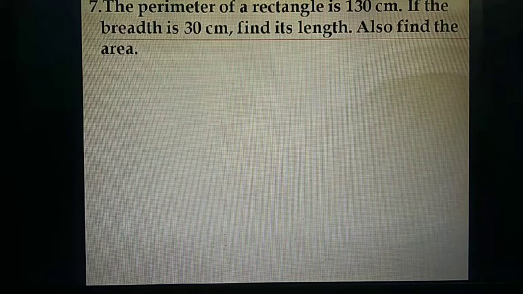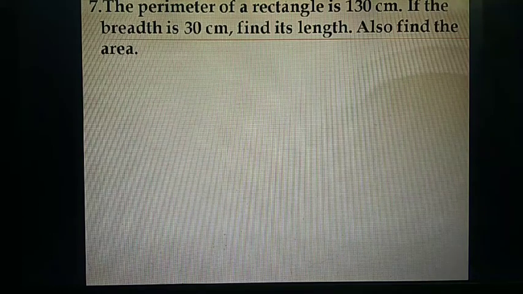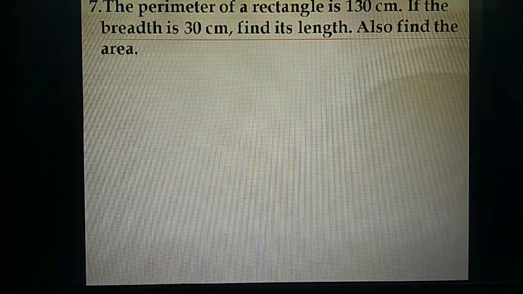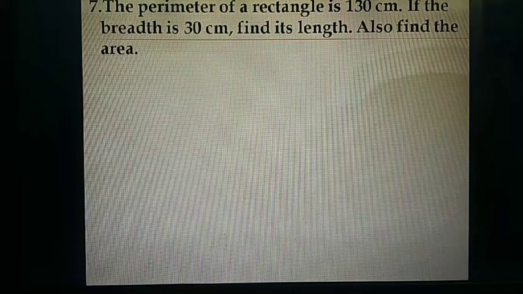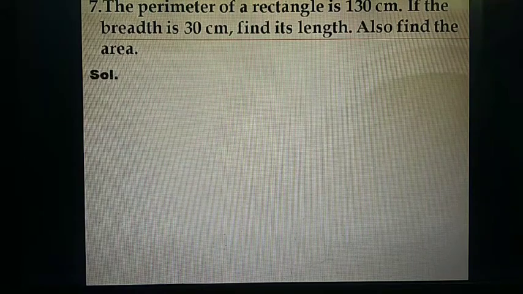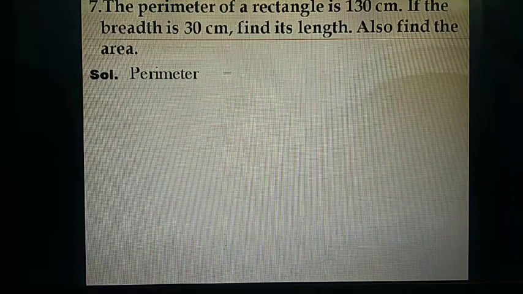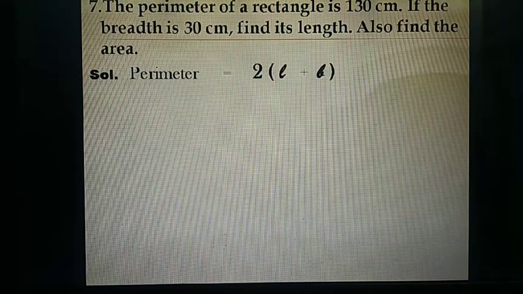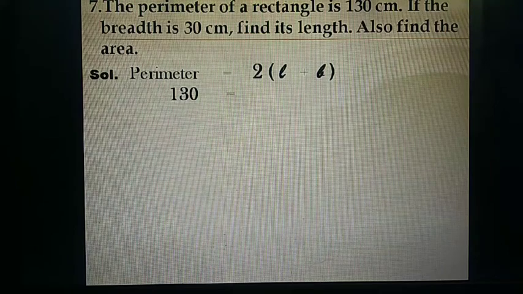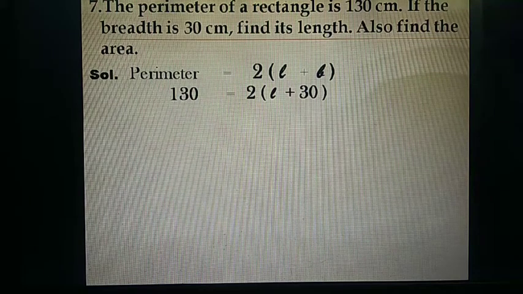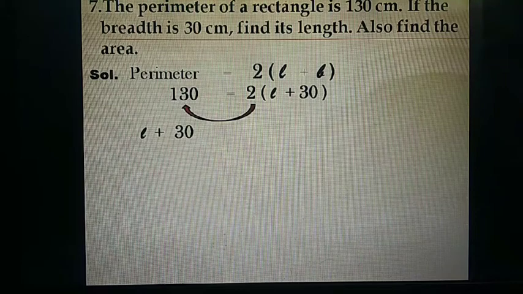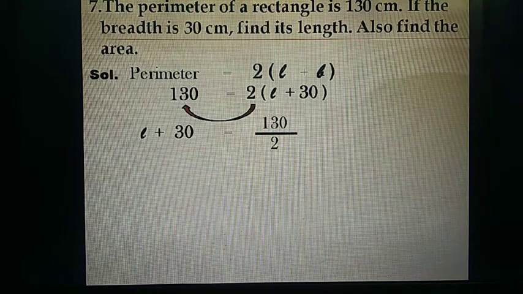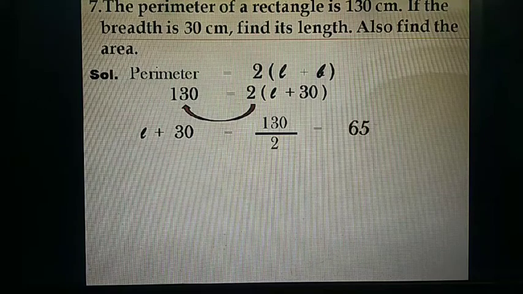Question number 7. The perimeter of a rectangle is 130 centimeter. If the breadth is 30 centimeter, find its length. Also find the area. Again here the perimeter is given to you. So the very first formula we will use here is of perimeter, which is 2 into length plus breadth. Here the perimeter is 130, length is missing and the breadth is 30. Again, what you will shift first? The value which is outside the bracket. So you are left with L plus 30, which is 130 upon 2. Divide the 2, you will get the answer as 65.